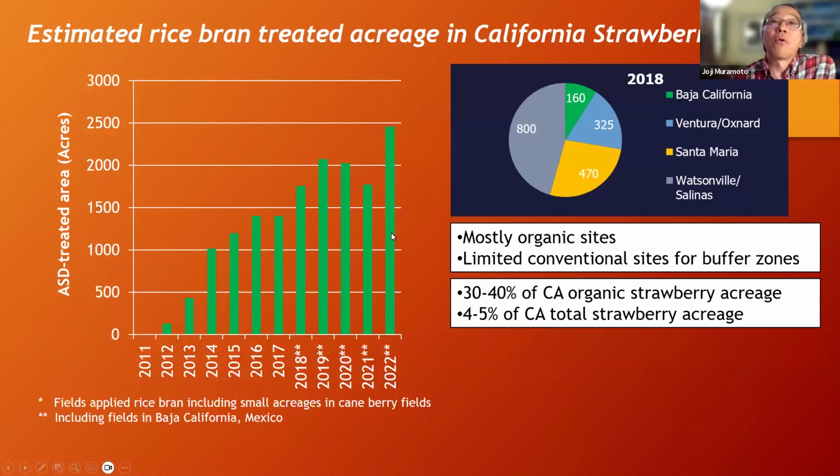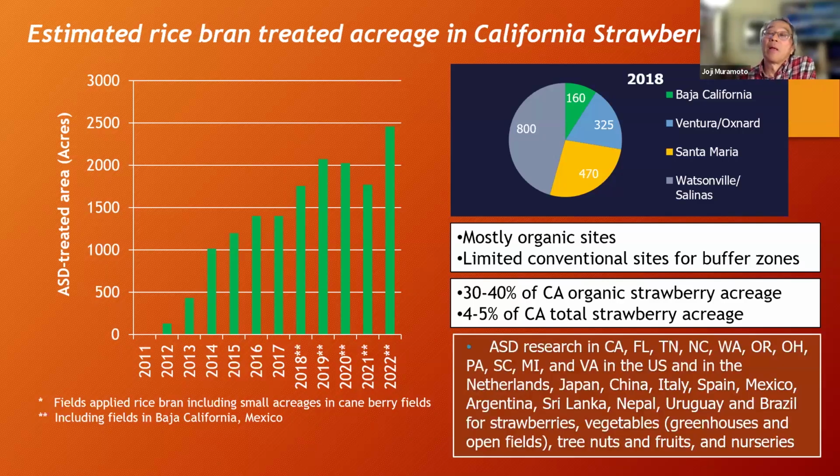So with those kinds of data, growers actually adopted rice bran-based ASD in 2011. We started with just 1 acre that year, but as of 2022, approximately 2,500 acres of fields are treated with rice bran. We don't know how much of those are using ASD seriously, but mainly rice bran, as other fertilizers. And mostly in organic fields, which makes sense. Even in organic fields, if you can get higher yields like conventional and with a price premium, why not, right? But still, it's only 4 to 5% of California total strawberry acreage. So adoption is still limited.